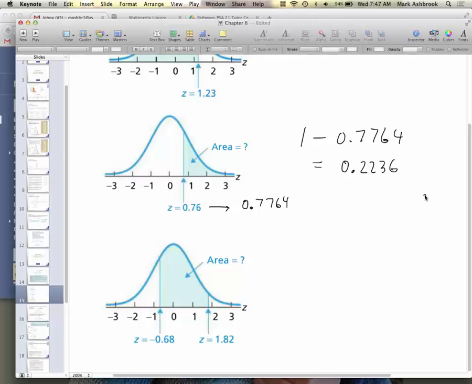We're asking for the area to the right, the probability that you're greater than 0.76 standard deviations above the mean. Because that 0.7764 is this area. So now we only want the relative frequency of all the data greater than 0.76 standard deviations above the mean.